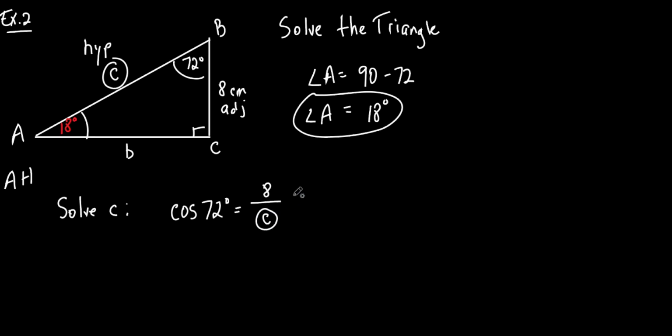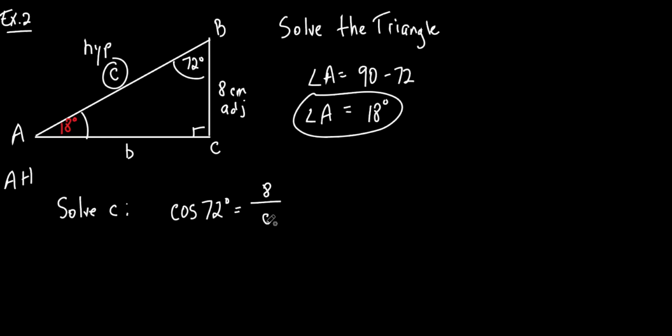So how do I get C by itself? Remember, the cosine of 72 is just a number. It's just a decimal. It's a number you put in your calculator and you get a decimal. It's just a regular number, so don't let that scare you or intimidate you. This is just a regular number.